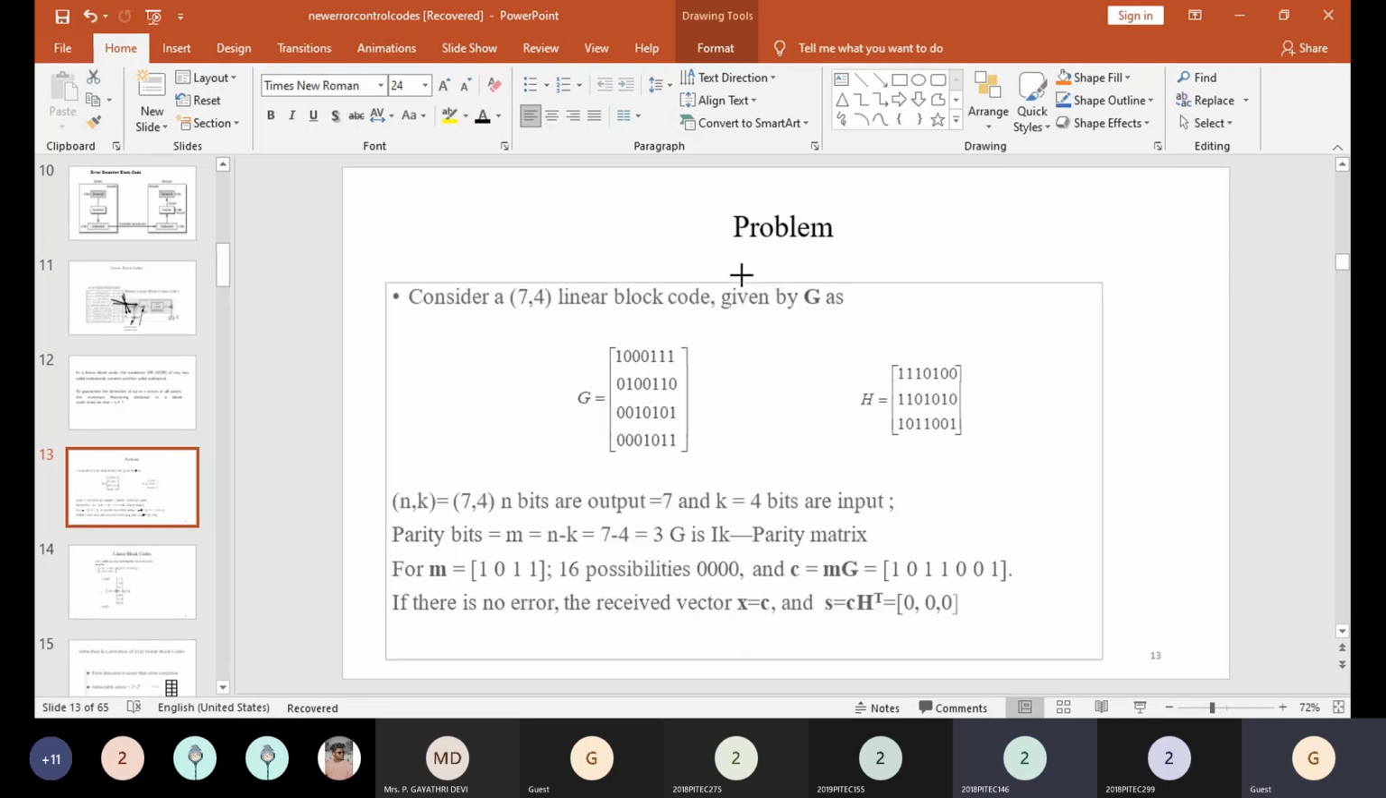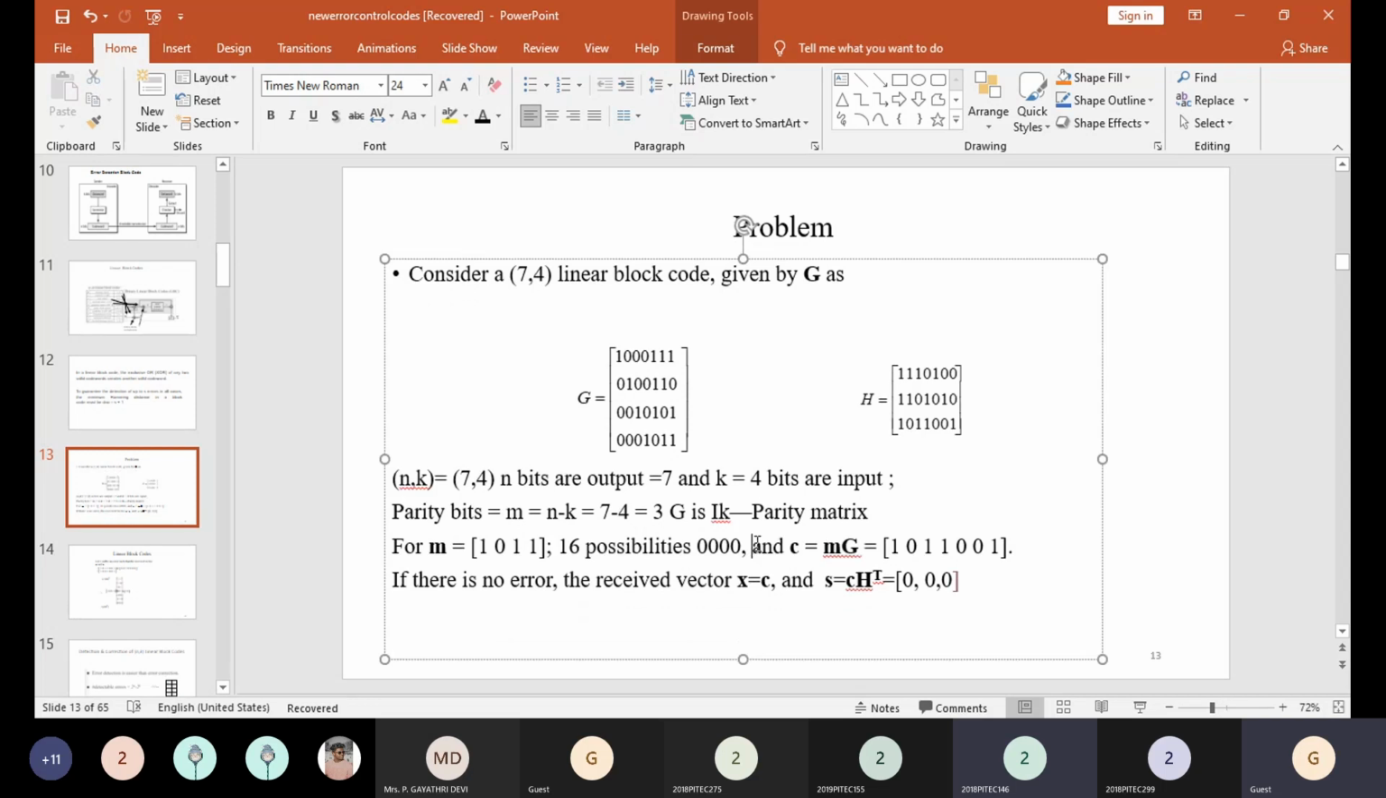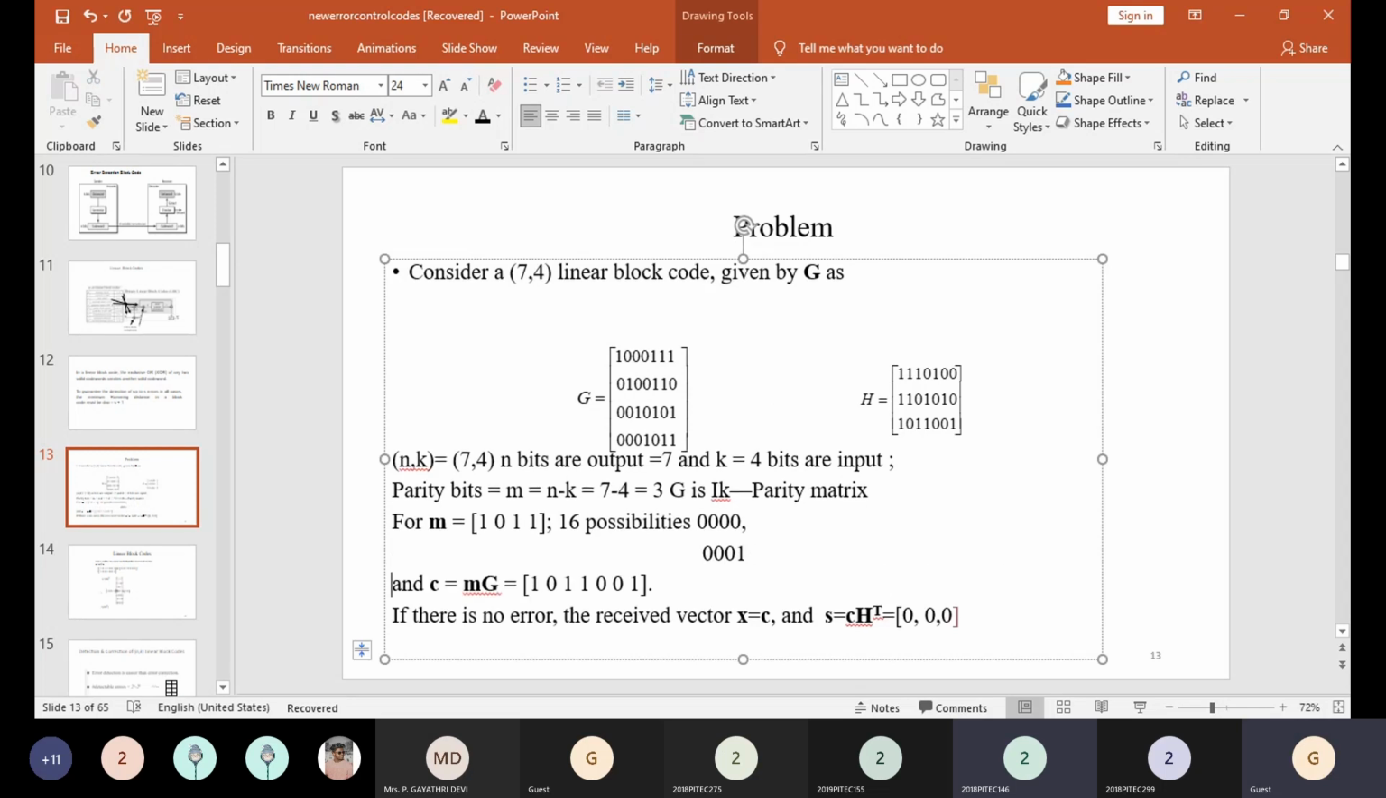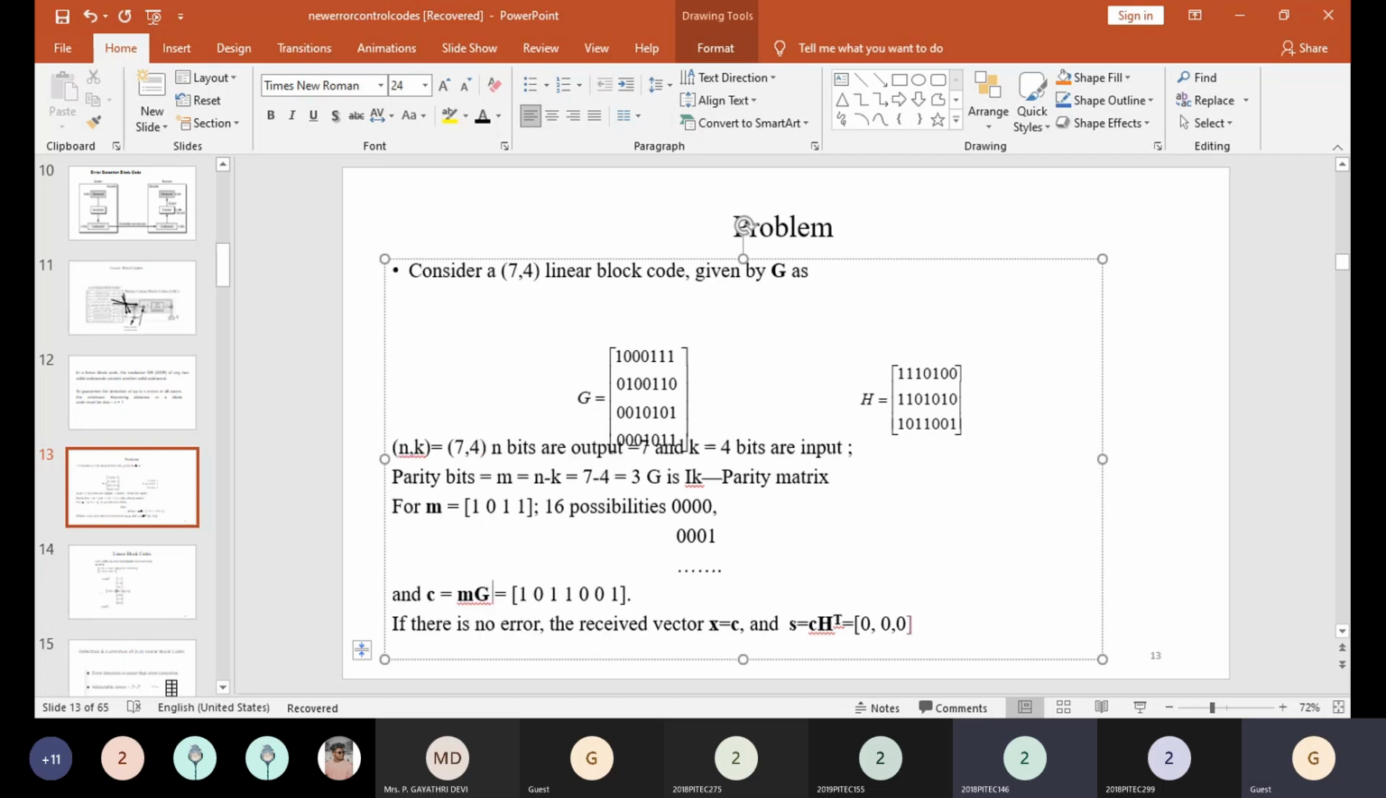Likewise 0001, and up to 1111. These are the possibilities which I can have, a set of all possible inputs. So 16 possibilities, as you know.